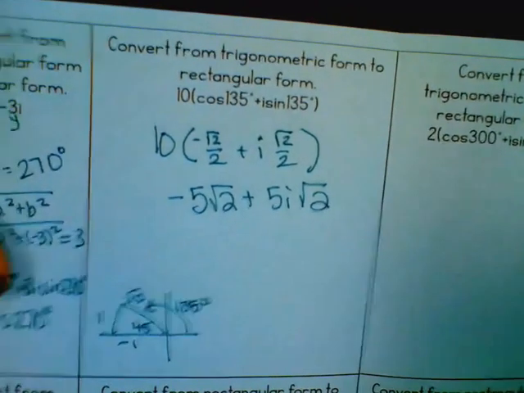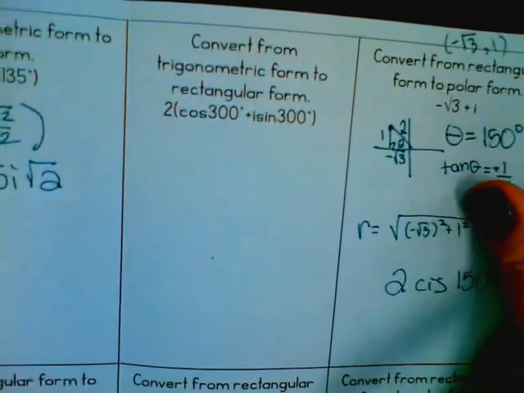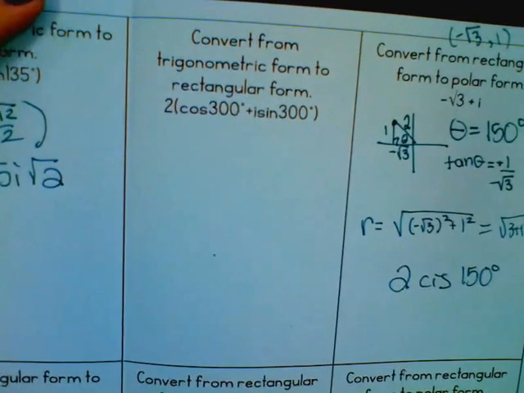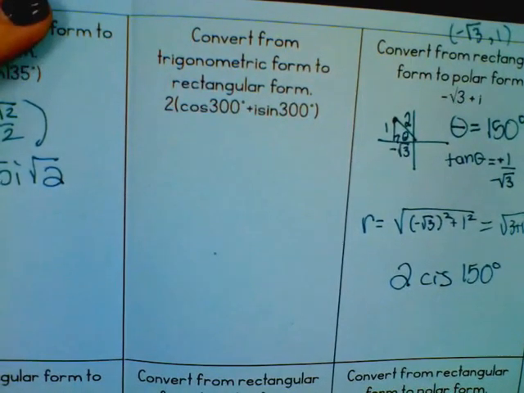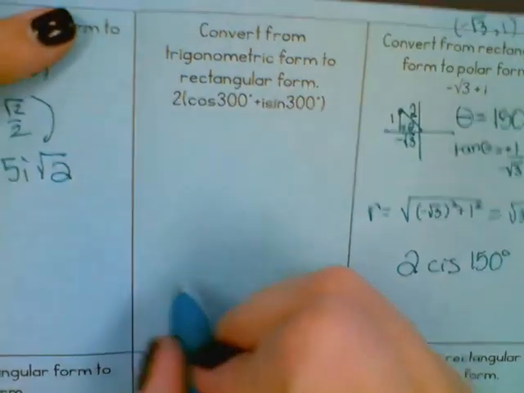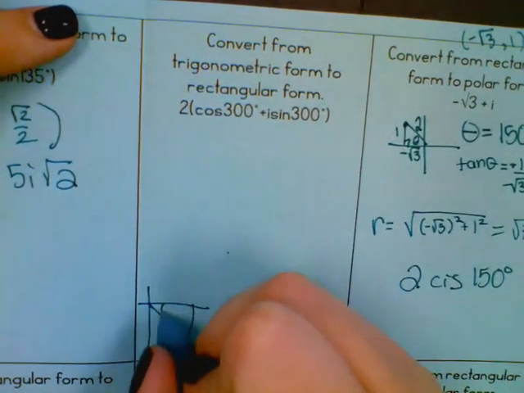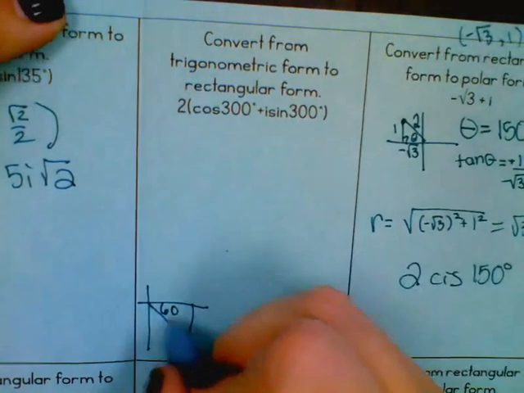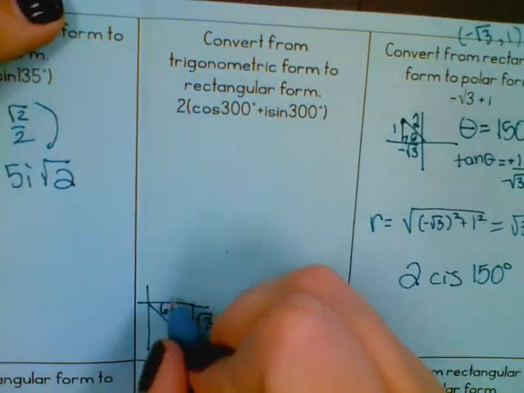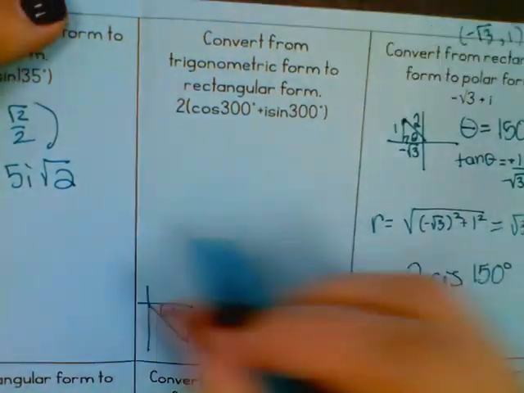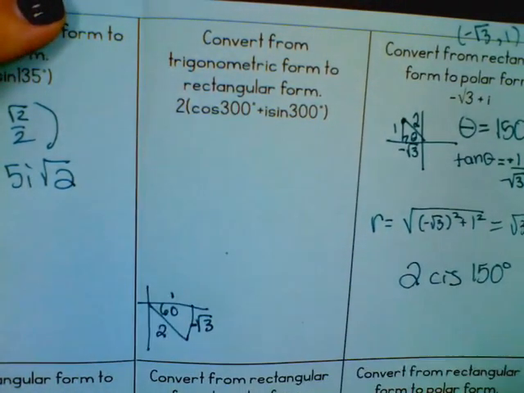Great, so let's try another one. So we're doing the same thing here. I'm going to start by finding the cosine and sine of 300. So I'm going to draw my picture. 300 ends up being quadrant 4 with a reference angle of 60. So across from 60 we have root 3. And it'll be negative because of its location. So that's our 1 and our 2.